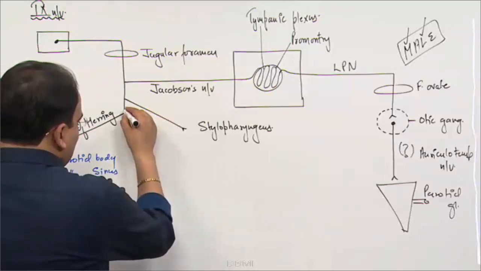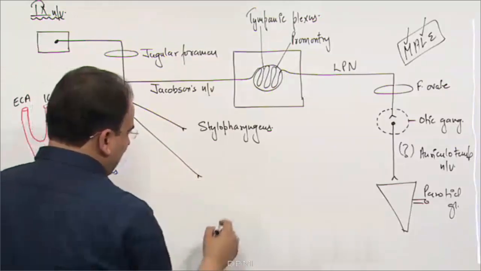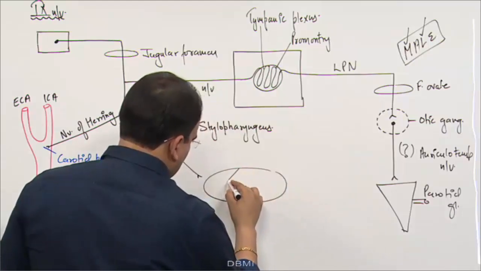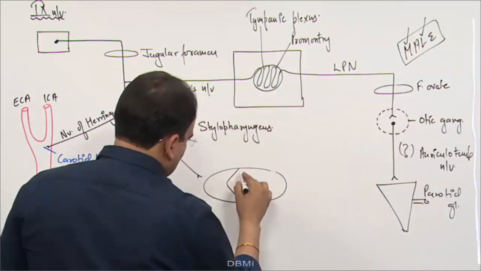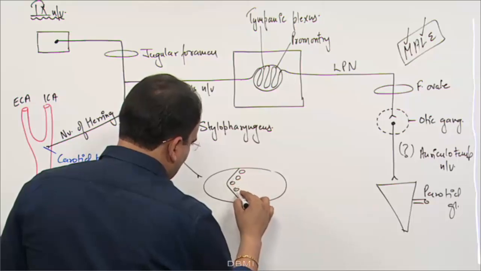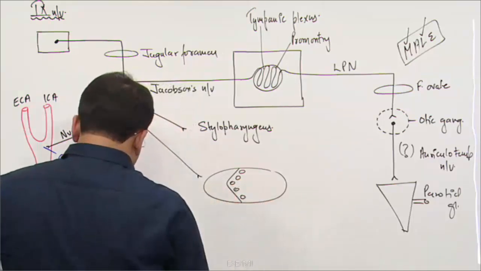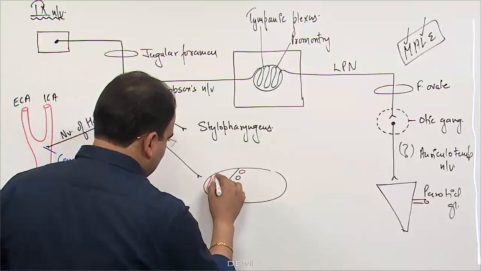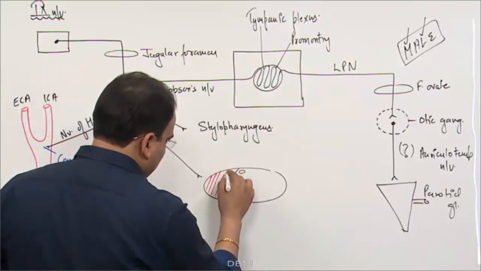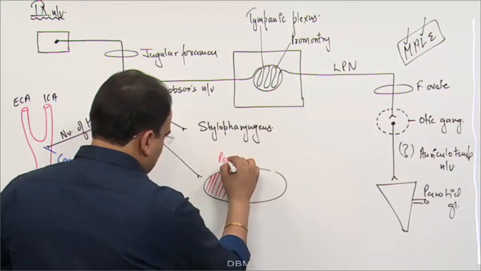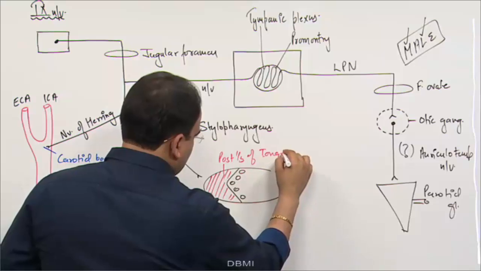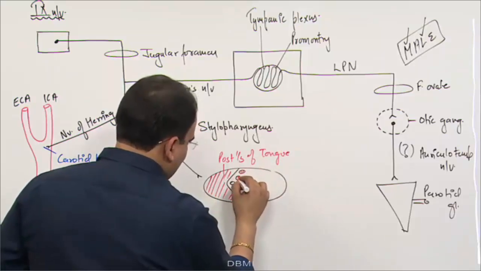And then finally, the glossopharyngeal nerve also supplies the posterior one-third of the tongue along with the circumvallate papillae. It's not only the posterior one-third of the tongue and circumvallate papillae, guys; it supplies the posterior one-third of the tongue plus these circumvallate papillae.